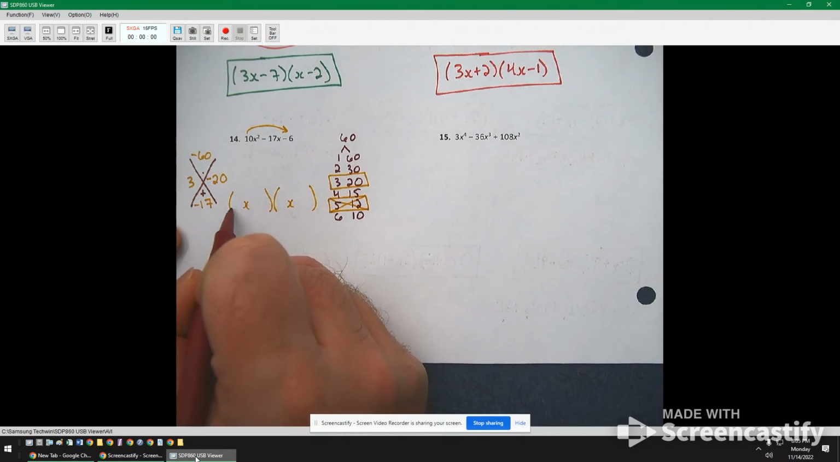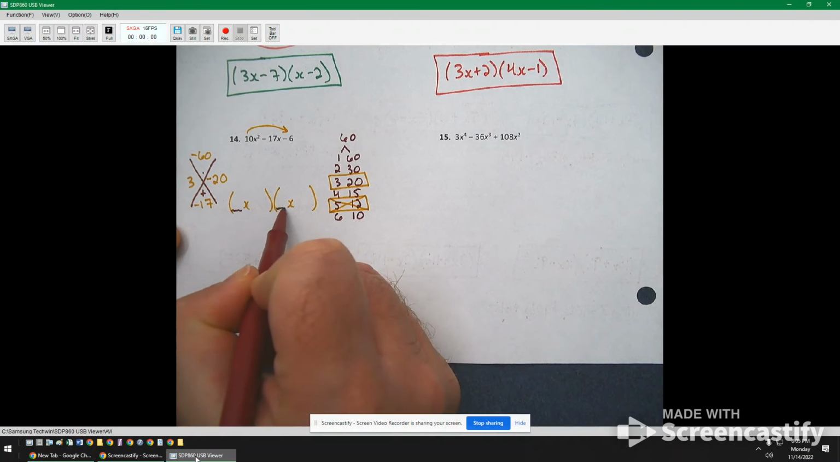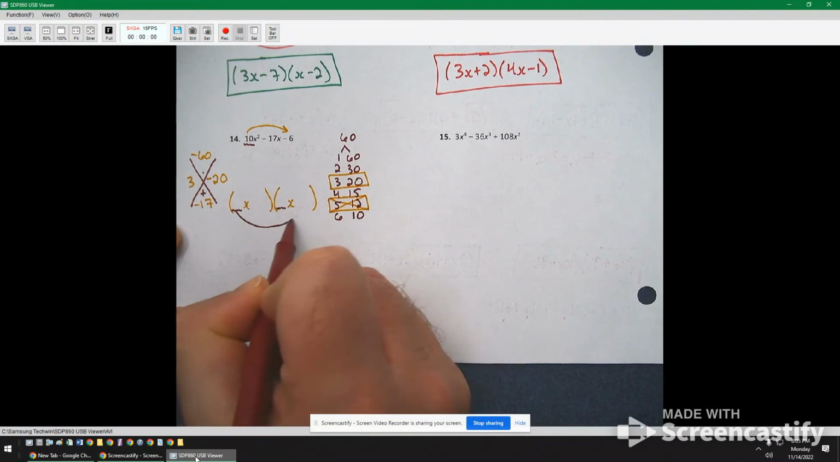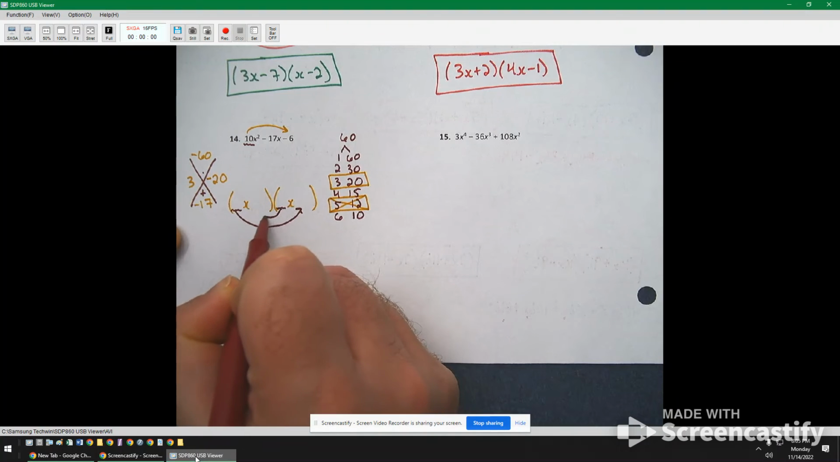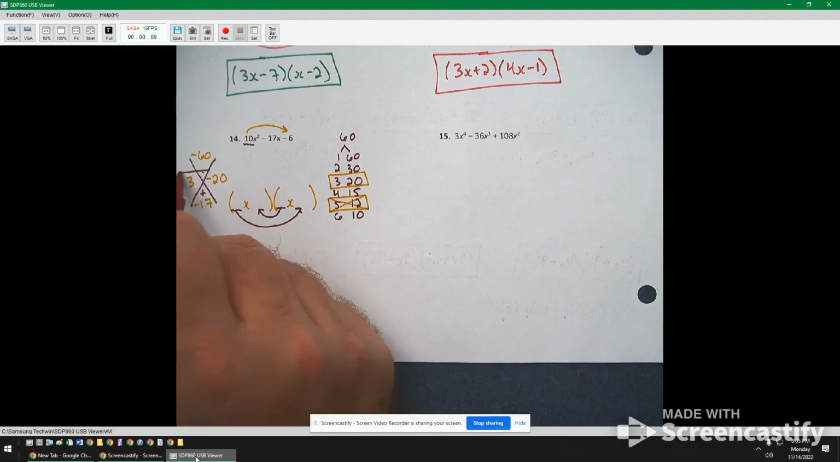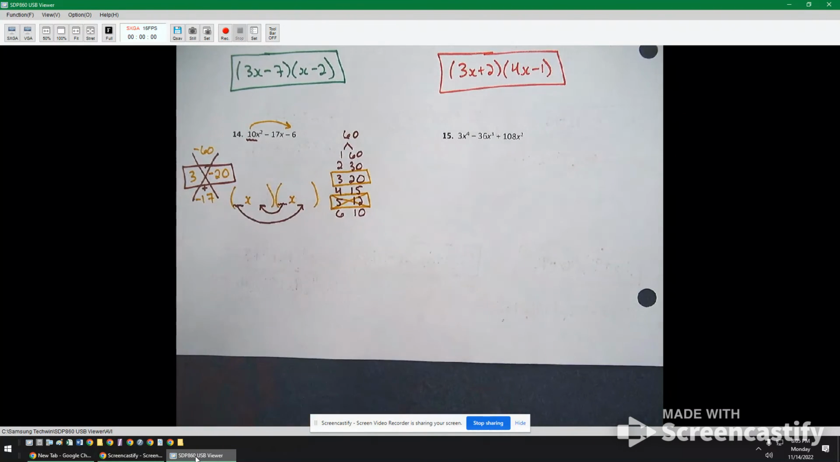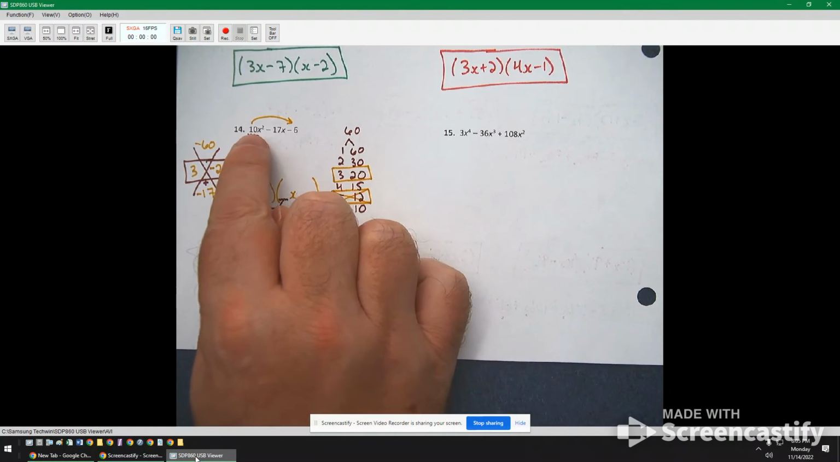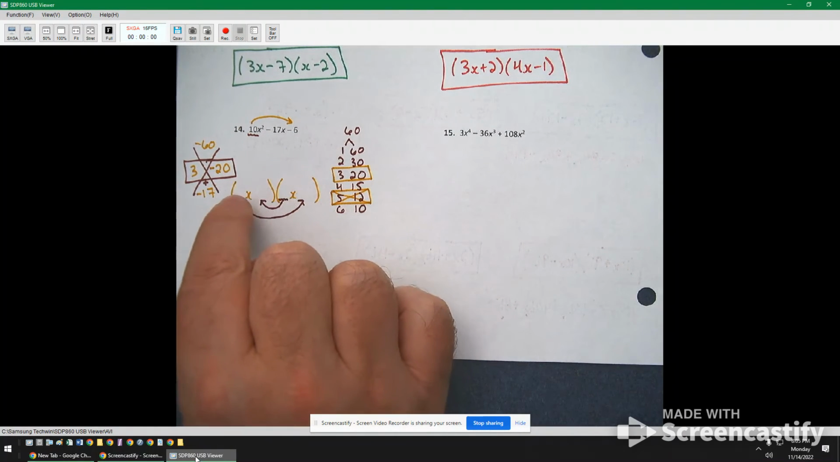So I know this thing and this thing have to multiply to make 10. And this with this and this have to build these things in my x. All right, so let's take 10. Break down 10. Is it 10 and 1 or 2 and 5? Let's try 2 and 5 first.